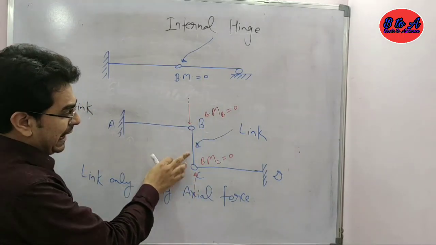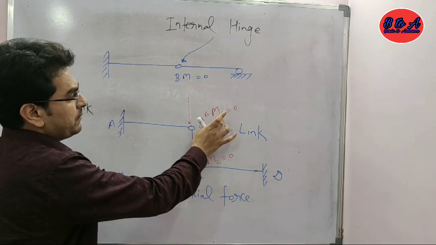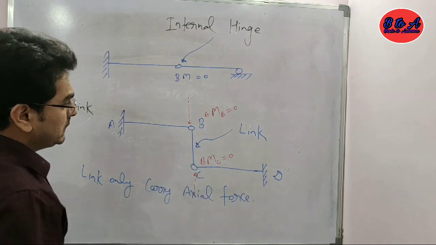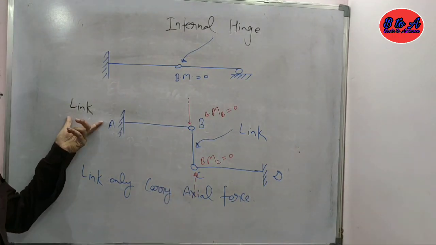At points B and C, the bending moment will be zero. The bending moment at points B and C is zero. So this is the concept behind the link.